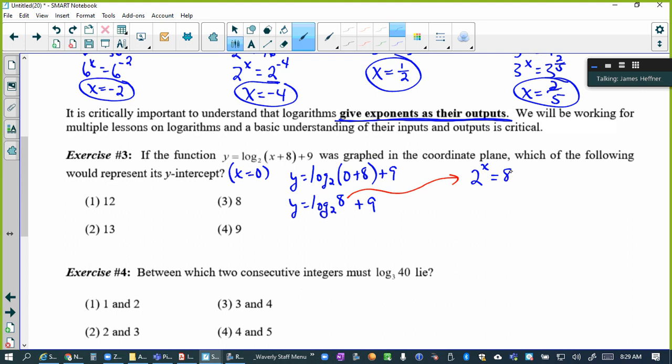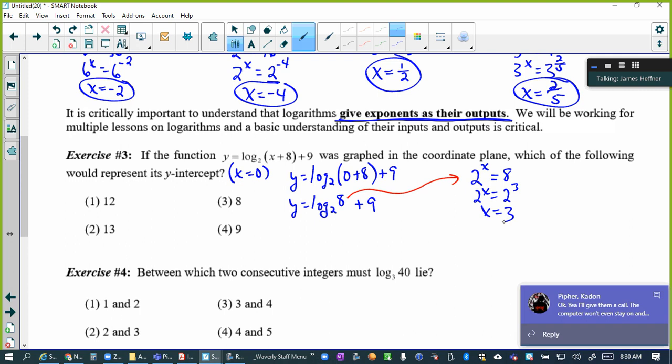Oh, you said 3 as the final answer. Okay. So yeah, right. That means that 2 to the x equals 2 to the third, right? So x equals 3. Okay.